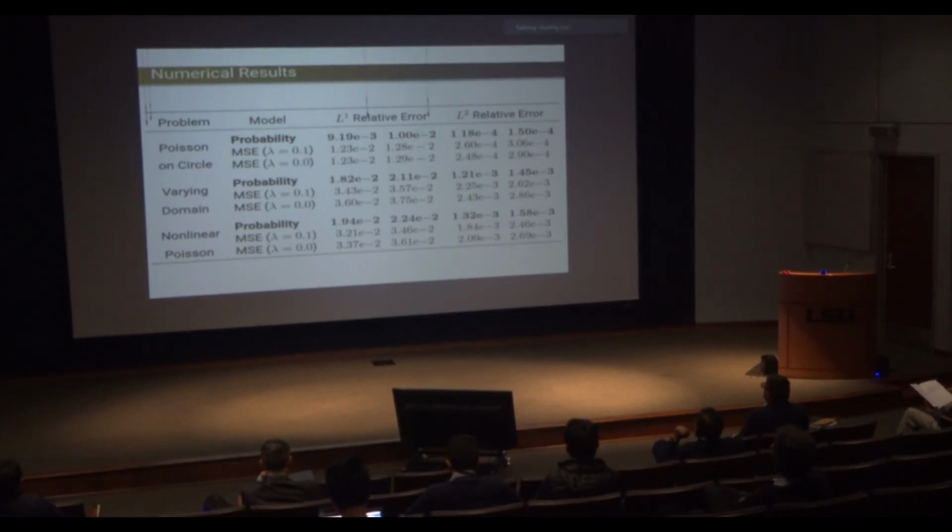We can also see the probabilistic loss function gives us the best estimation compared to the mean square loss functions. And overall, the error is pretty small. This indicates that we can use a deep neural network to predict a Poisson equation, and it will give us pretty good accuracy.